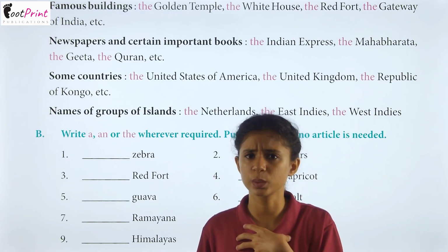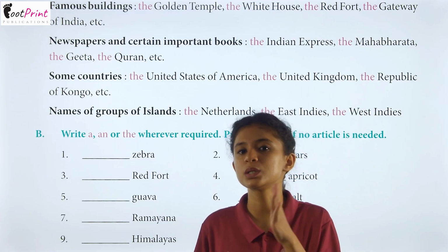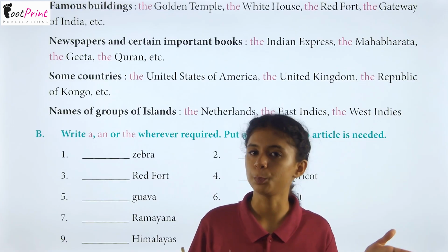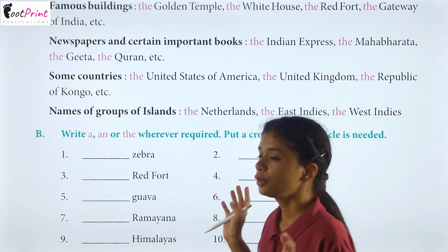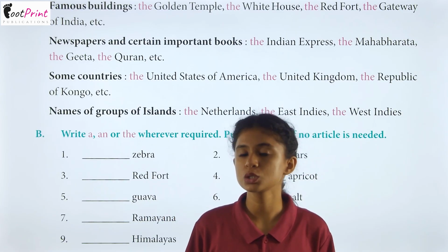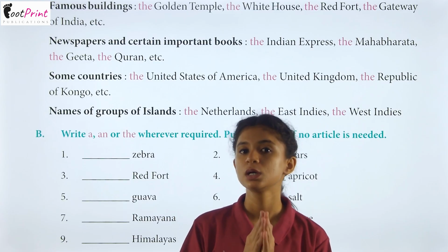Proper nouns are the names of a particular person, place or thing. For example, my name is Vedika. I will not say the Vedika. So it will not be used with every proper noun. Okay.